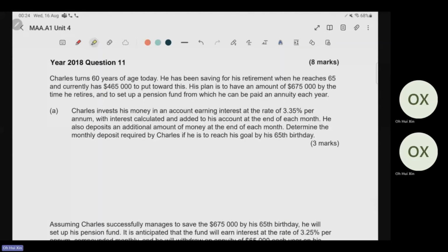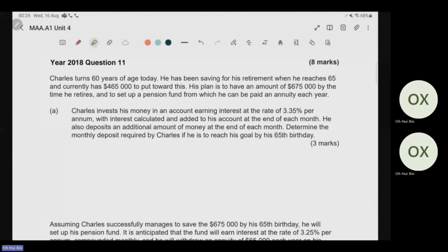Okay, so the question says that Charles turns 60 years old today. So he has been saving for his retirement when he reaches 65. So which means that he planned to retire at 65 years old. And now he has this 465,000 to put towards this retirement.